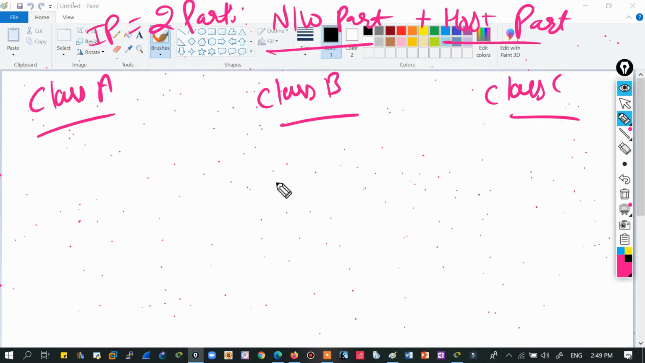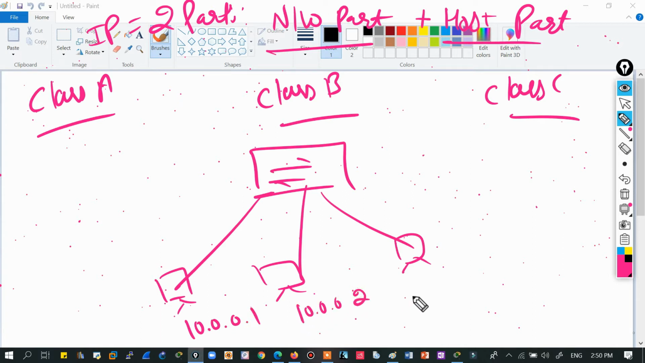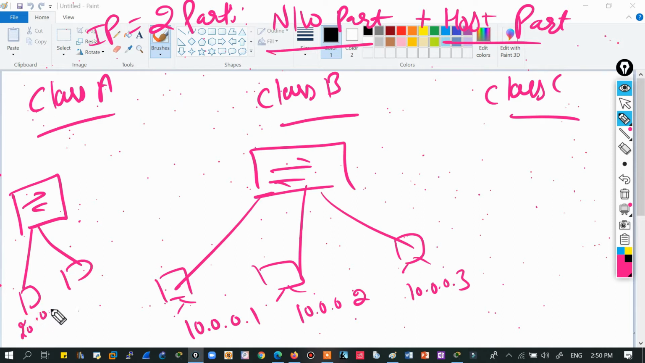Just for example, this is a switch, and these are three devices like that. Now we have 10.0.0.1, 10.0.0.2 and 10.0.0.3 IP. Again we have a different switch, and this has 20.0.0.1 and 20.0.0.2 addresses. Now we need to communicate between these two PCs.